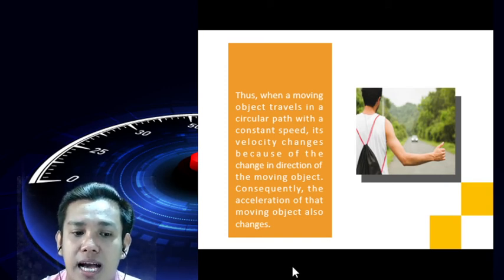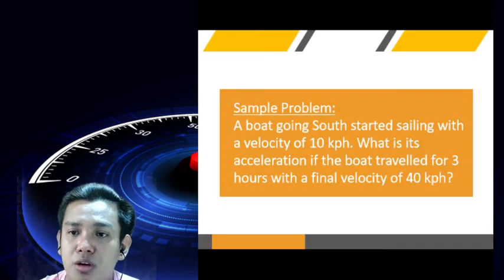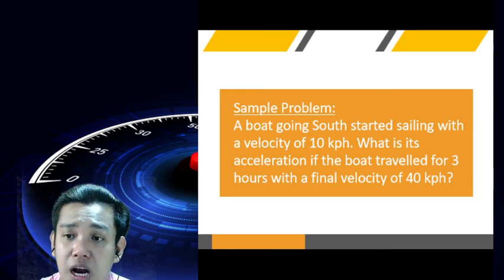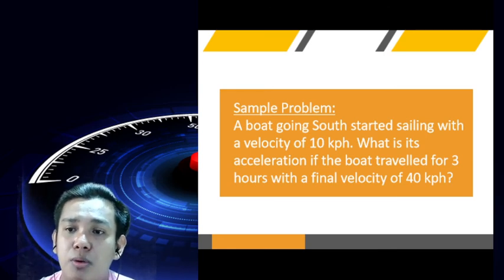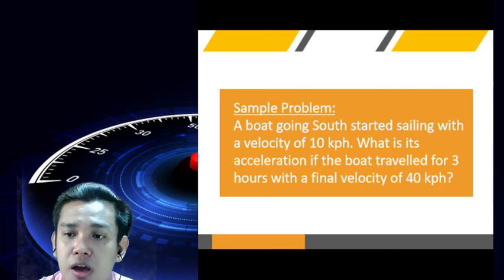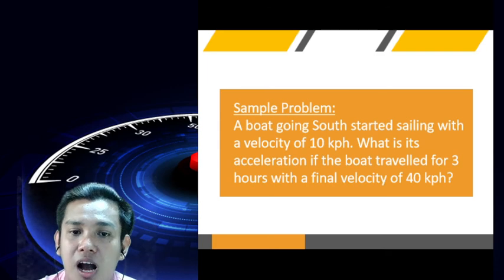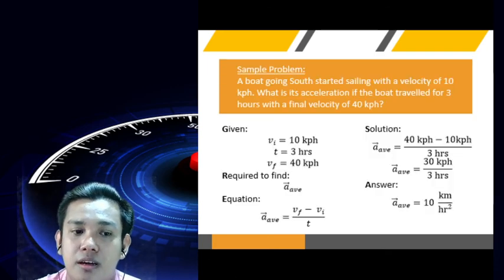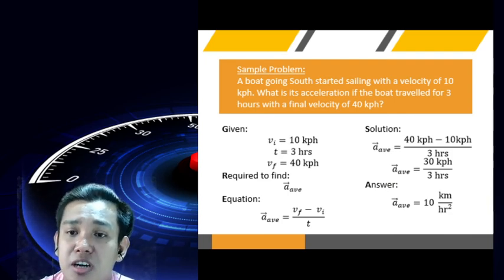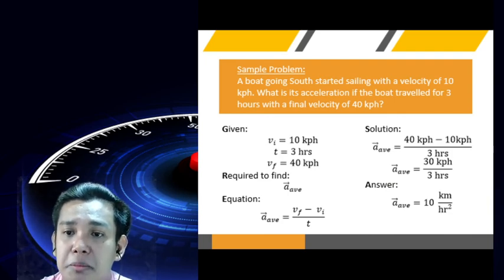I have here again an example. A boat going south started sailing with a velocity of 10 km per hour. What is the acceleration if the boat traveled for 3 hours with a final velocity of 40 km per hour? So, okay, this is the solution. From the given, the initial velocity is 10 km per hour. The time is 3 hours. The final velocity is 40 km per hour.